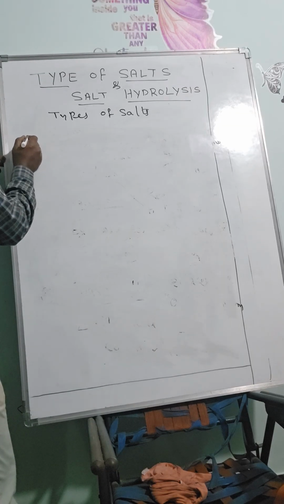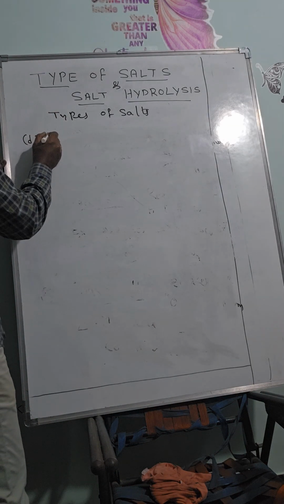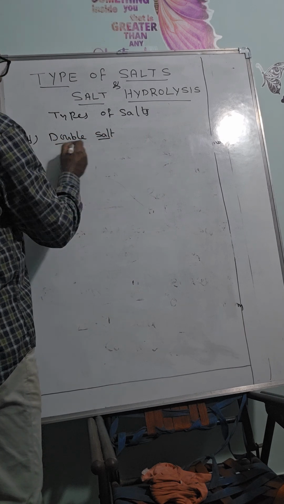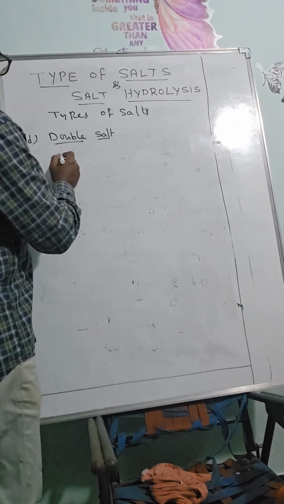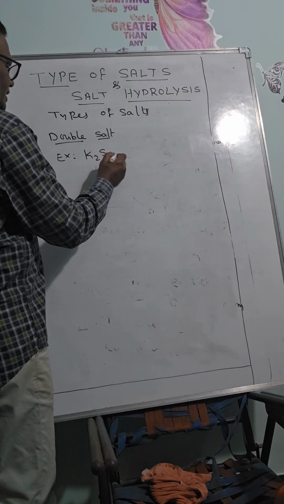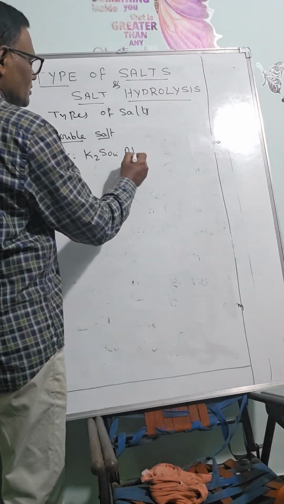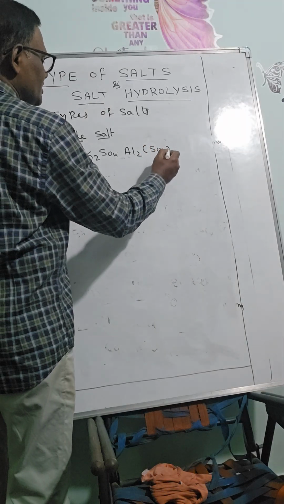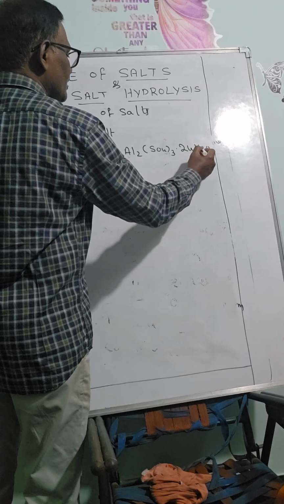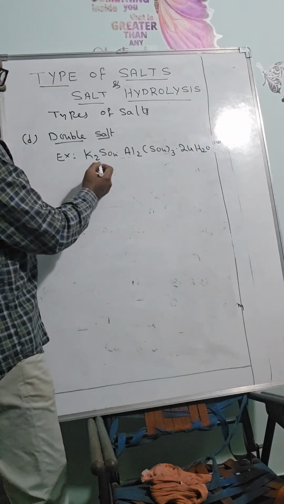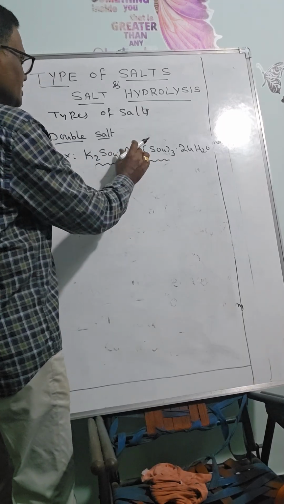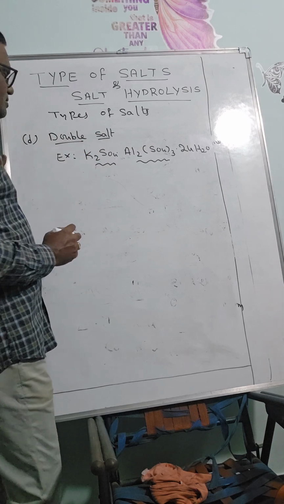Okay, children. Next type of salt is a double salt. Double means two salts combining. An example of two salts combining: one is K2SO4, potassium sulfate, and one more is aluminum sulfate, Al2(SO4)3, with 24H2O. It always contains hydrated substance. See children, potassium sulfate is one salt, aluminum sulfate is another salt; two salts are present. It is an example of double salts.